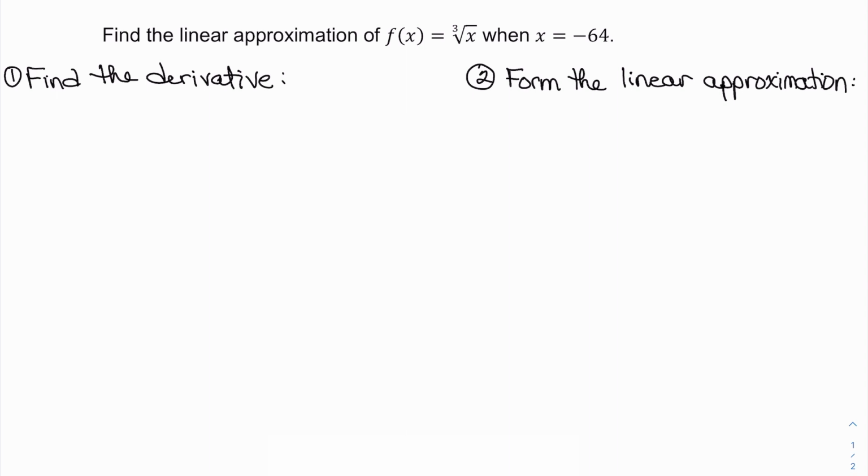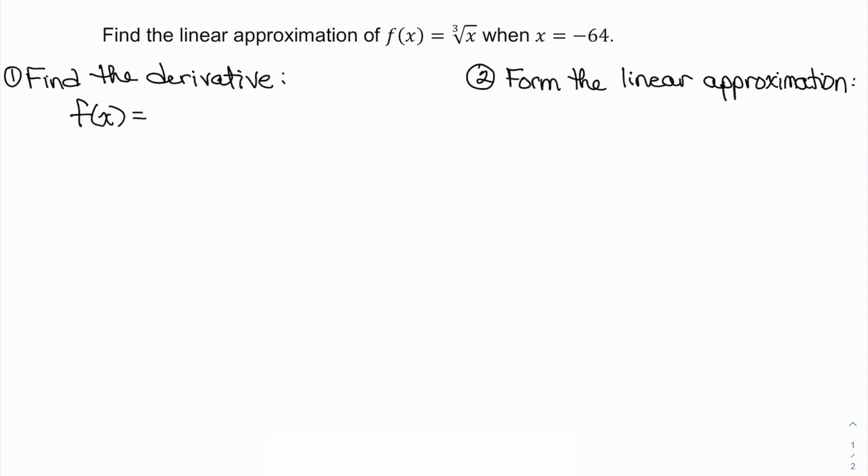In order to do this, we want to remember that our derivative is the formula that gives us the slope of the tangent to a curve at any point. So if we find the derivative and evaluate it at our x value, that's the slope of the tangent line there. So the first thing we want to do is to find the derivative of the function. So our function is f of x is equal to the cubed root of x.